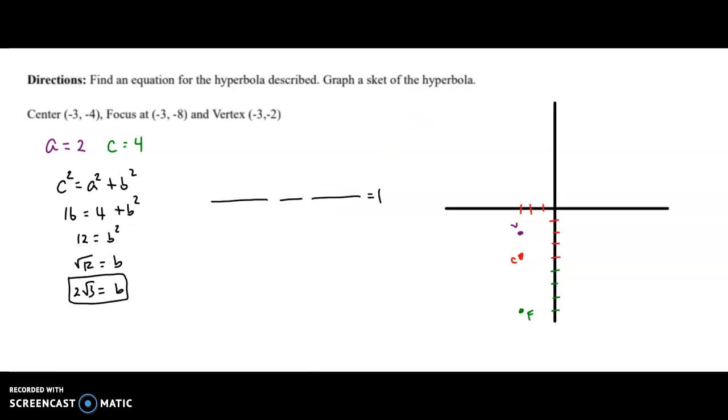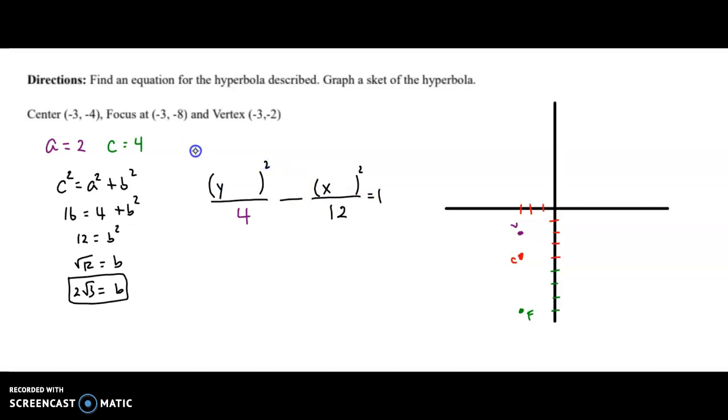Okay. Remember, a squared is always the first denominator, so that's going to be 4. B squared was 12, so that goes here. Now, because of the way that these points are lined up, these are vertical, so we know that the hyperbola is going to open up and down. Therefore, I'm going to make sure that my first numerator has the y, and the second numerator is going to have the x.